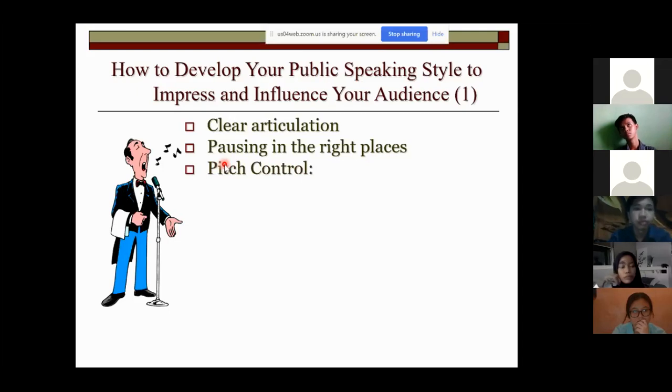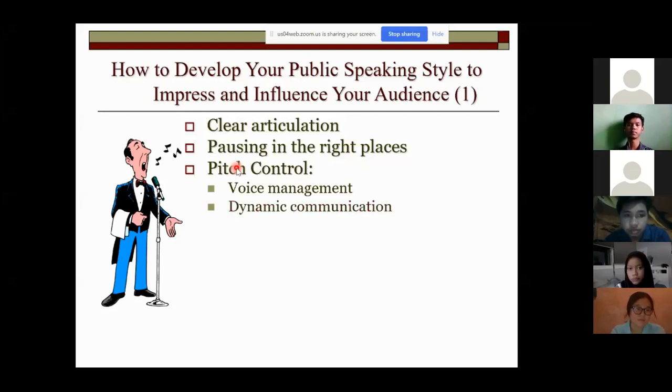Okay. Then the third one is about pitch control. Make sure before you present, you drill your pitch control. What is it? Sounds like voice management. Sometimes your voice in your presentation should be up, should be down, should be slow, should be high. Okay, so there are some variations and you have to manage it. You have to manage your voice. Then the second one is about dynamic communication.